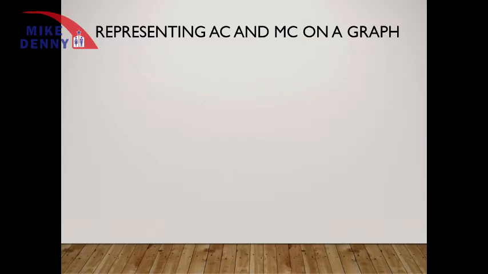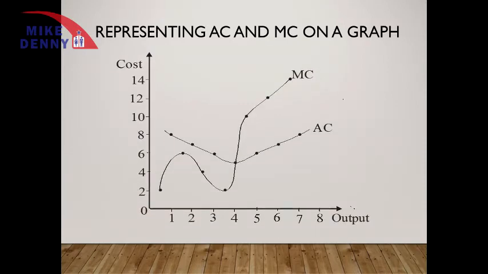Representing the AC and the MC on a graph. We have talked about the scales, so I will not be repeating that now. I've drawn the scales and plotted the graphs. I will just go back to what we did in our last lesson so that you understand how these figures are plotted. We said for average cost, when output is 0, it's undefined. You cannot represent that on the graph.